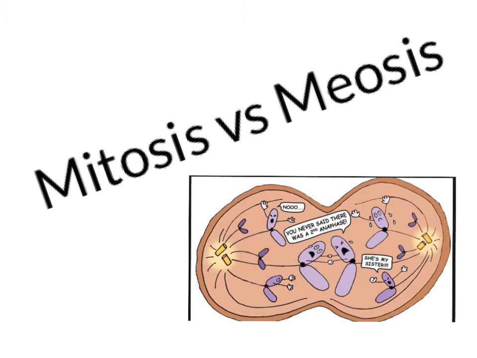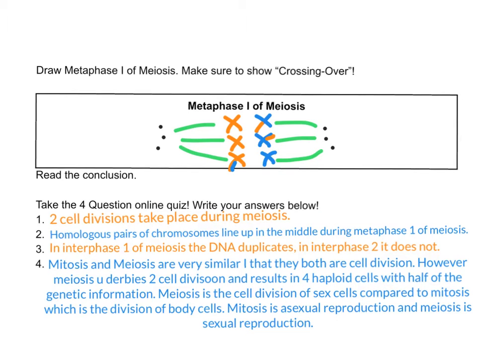All right, as many of you have worked hard, let's go over and talk about mitosis versus meiosis. There are some similarities between the two, and there are also several differences. Let's start by comparing metaphases. When we take a look at metaphase of meiosis, we see something a little bit different in that there are two chromosomes lined up in the middle this time. We call those homologous pairs.